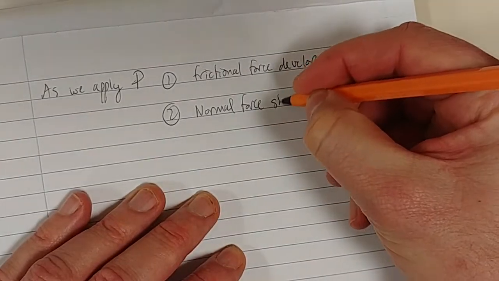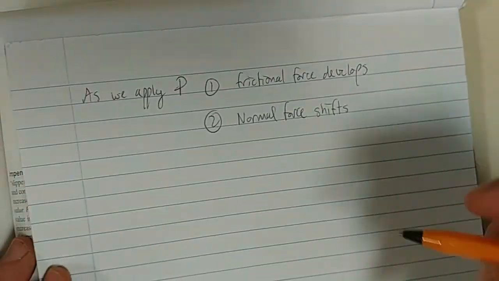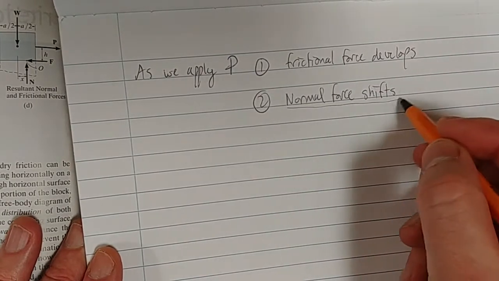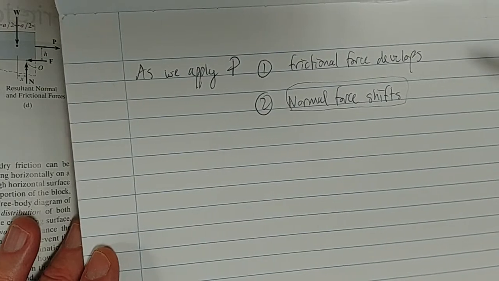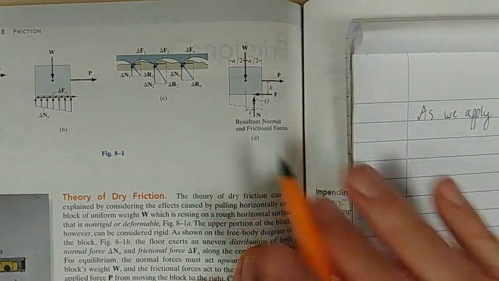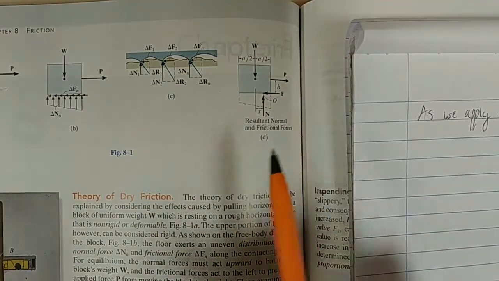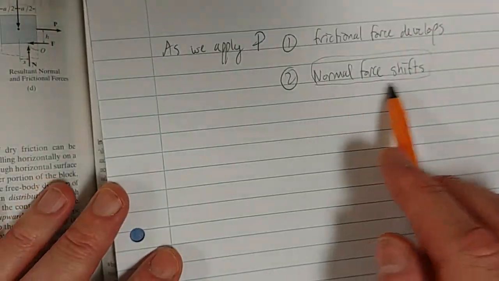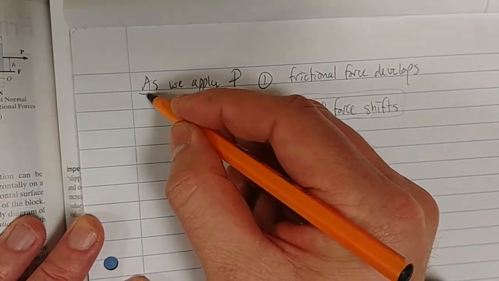So the normal force shifts. I don't really want to say it shifts to the right, because many of you students are going to memorize this. You're going to say, okay, shifts to the right, I need to memorize that. And then I give you a problem where the applied force is to the left, and you're still going to shift the normal force to the right. Okay? The normal force, we'll see now. Just take note that the normal force shifts and a frictional force develops as we apply P.